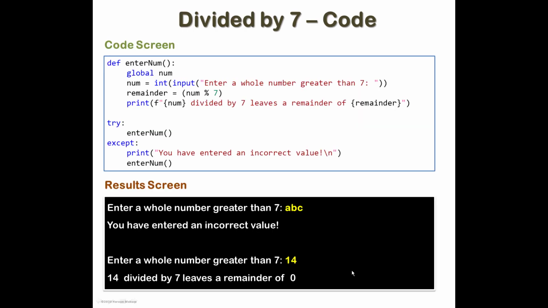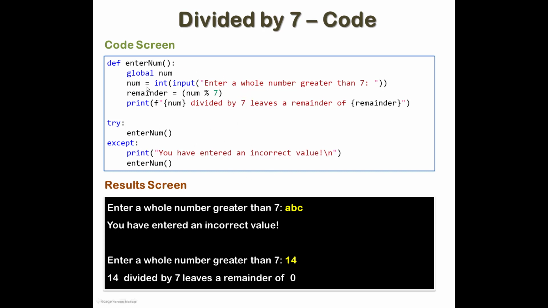Now let me show you a little bit of the code for it. In the code here, we start by defining a function. This function is named enter num. Then we're going to make it a global variable. Num is a global variable because this variable can be used anywhere. However, you probably might not need it.